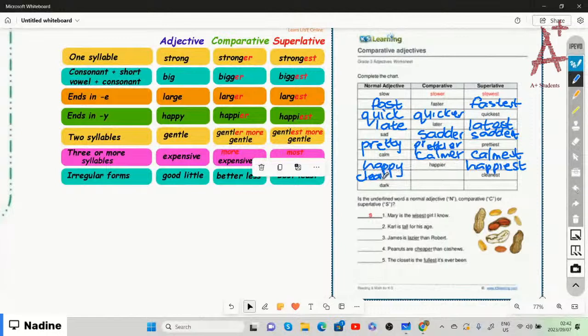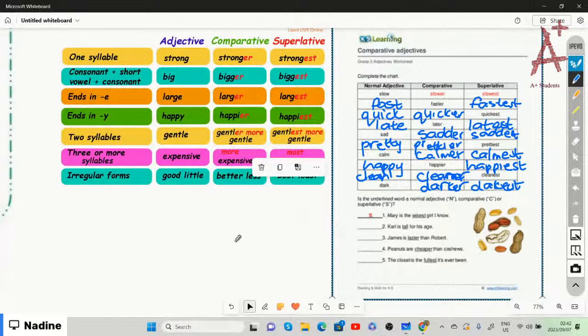So clean. And then the comparative. If we compare, then it's going to be cleaner. And then the last one is dark, darker, and the darkest. Right? So these are comparative adjectives, right?